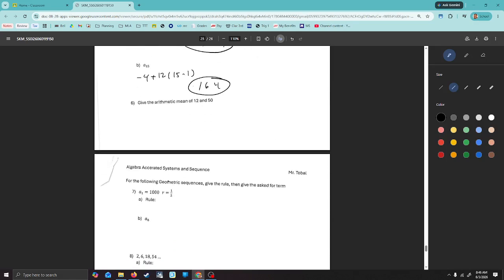All right, to find the arithmetic mean, you just add them and divide by 2. So 12 plus 50 divided by 2. 62 divided by 2, 31.